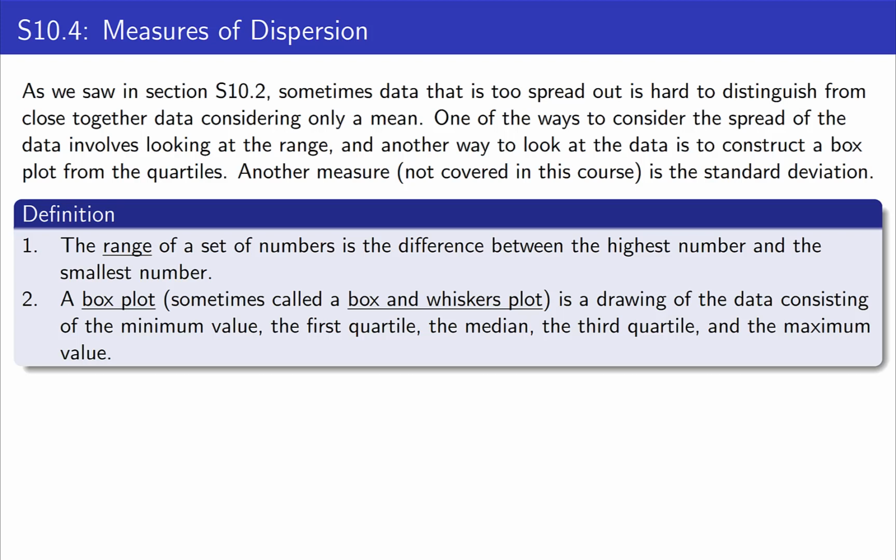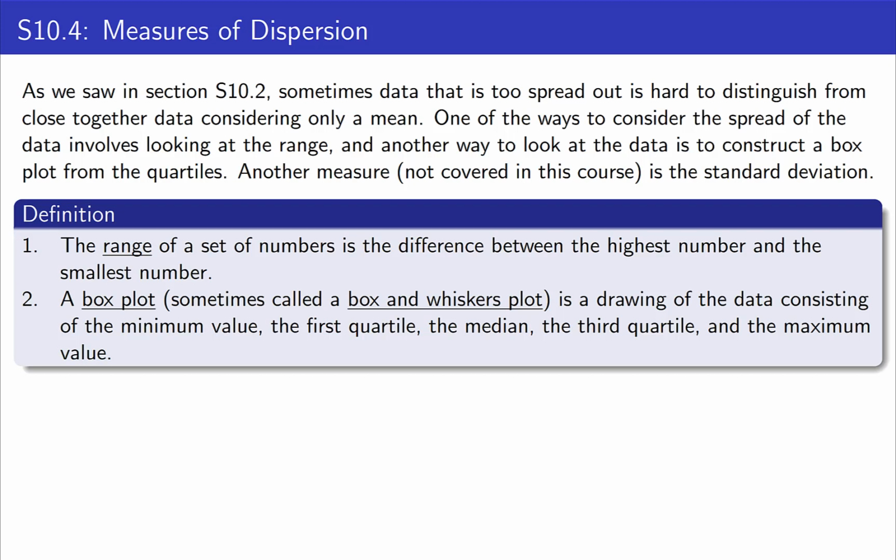In this lesson, we're going to talk about measures of dispersion. One thing that we discovered in lesson 10.2 is that sometimes the mean and the median can compete for which one is a better measure of center. If the data is spread out too far, it makes it so that the mean is not always very useful.